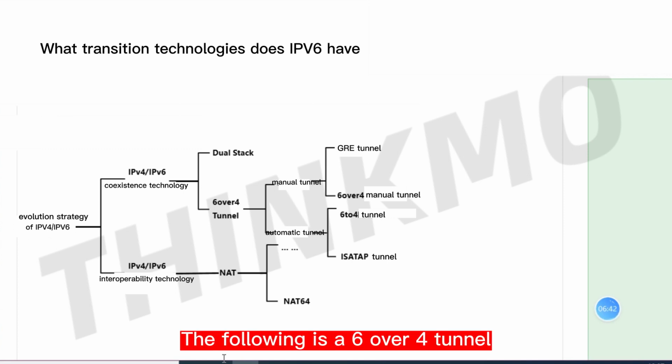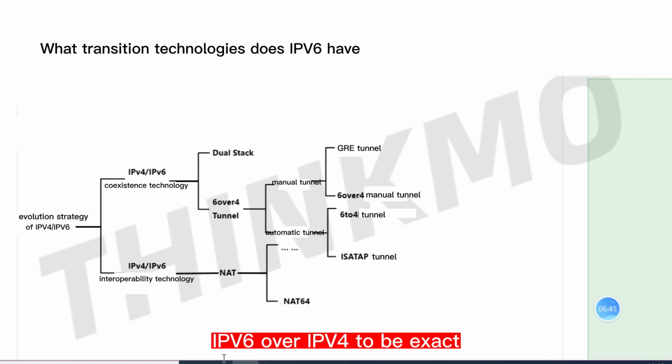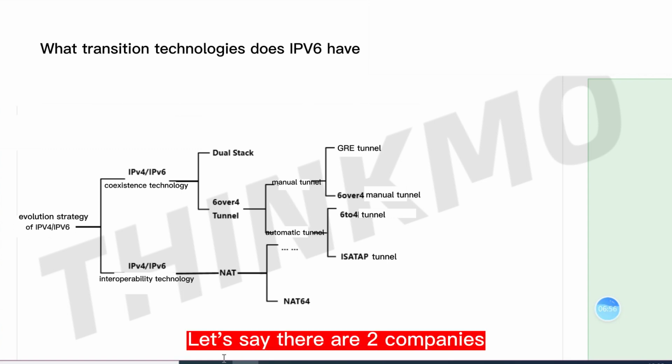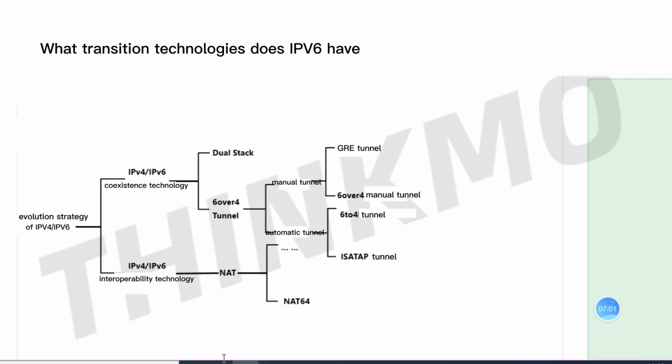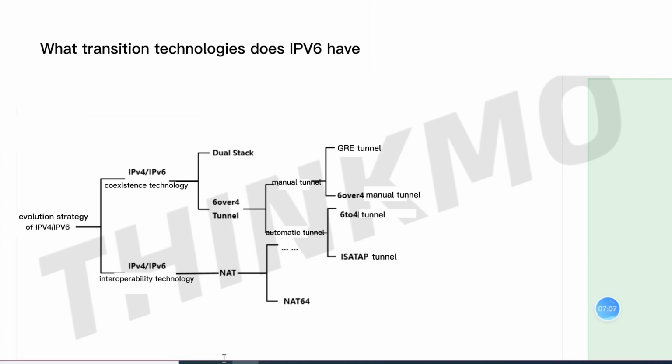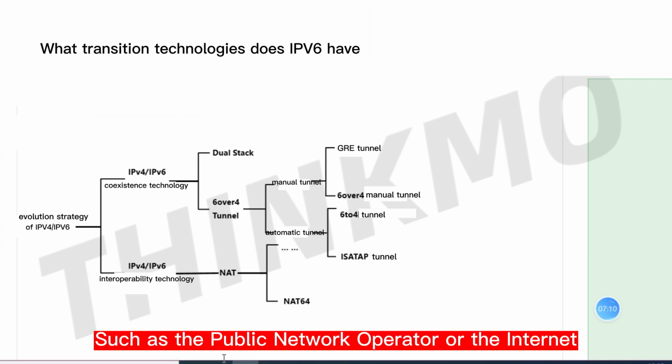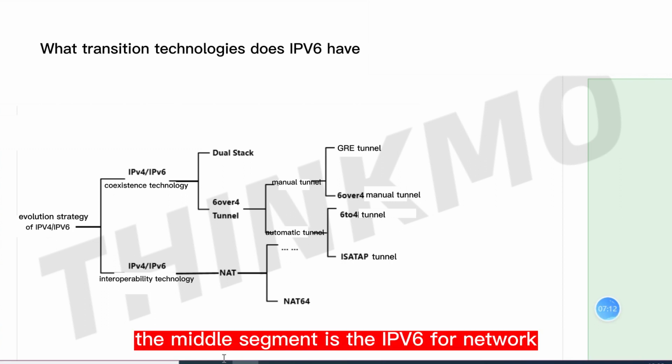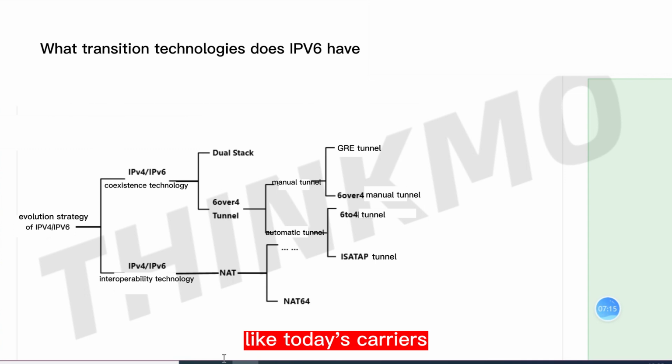The following is the 6/4 tunnel, IPv6 over IPv4 to be exact. It sends IPv6 packets, encapsulated in an IPv4 tunnel, and then transmits them. Let's say there are two companies. Company A is an IPv6 network. Company B is also an IPv6 network. And in the middle, such as the public network operator or the Internet, the middle segment is the IPv4 network, like today's carriers. What they're offering us is basically an IPv4 network.